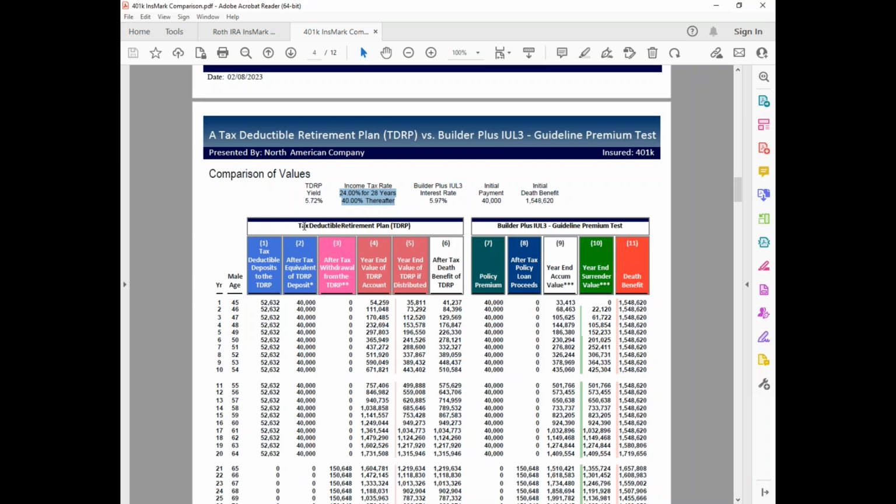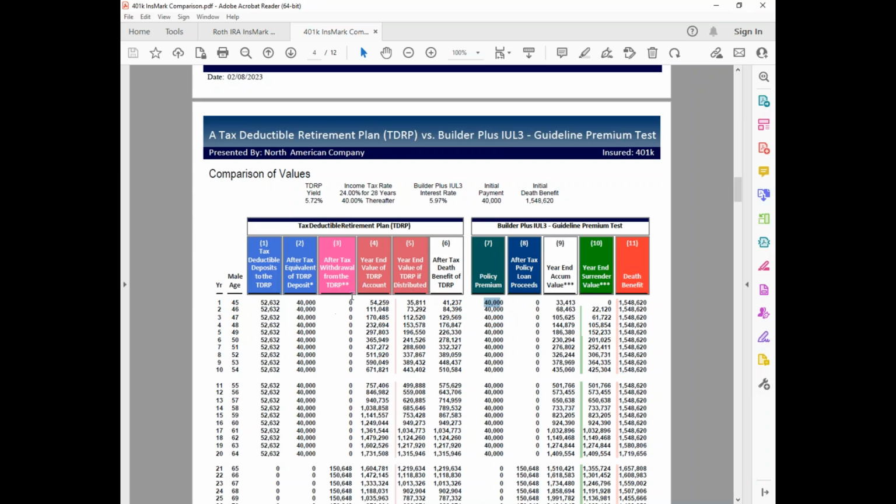So this one, we get a few different columns over here for the 401k because, first of all, we're trying to put the same after-tax dollars in. Because this is pre-tax, this actually makes the adjustment that we're putting in $52,000 of pre-tax dollars to have the same after-tax equivalent that we're putting into the IUL policy, 40, okay?